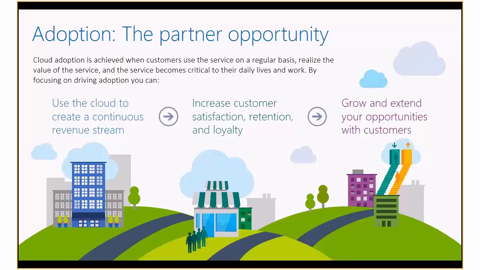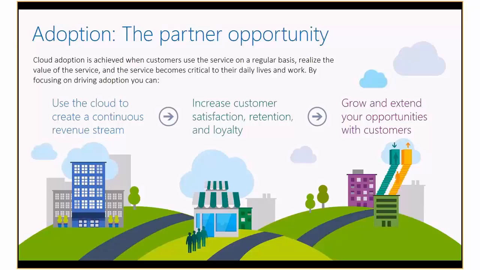So if you think about it, if they are using Office 365 and Exchange Online, let's say, but they're not using Skype for Business, they're not going to be seeing the full value of that solution. If they're not seeing that full value, there's an opportunity for that customer to be swayed over to another solution or over to another partner.